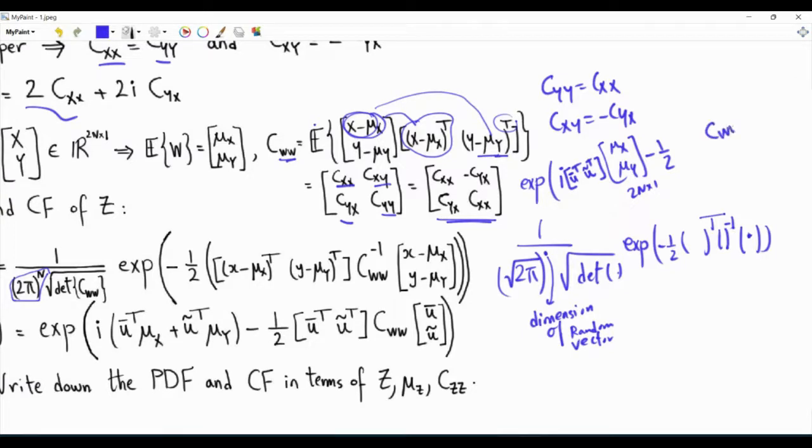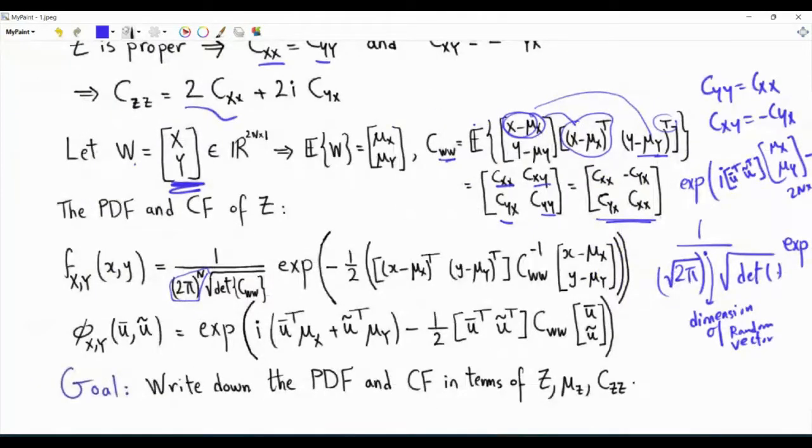This quadratic form has the covariance matrix of vector w, which is this vector here. And then we have our vector u. Vector u, I divided into 2 halves. The top half, u bar, has n components, and then u tilde, another n components. And here we put the row version of this vector, so this will be u bar transpose, u tilde transpose. This is the joint PDF, and this is the joint characteristic function of x and y.